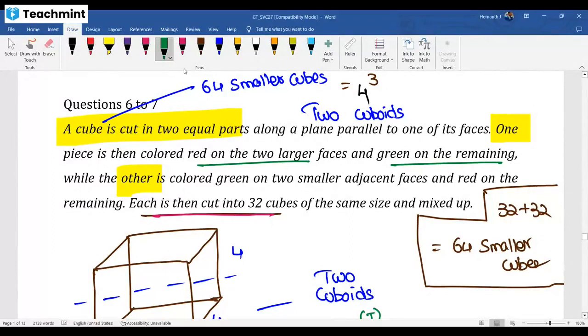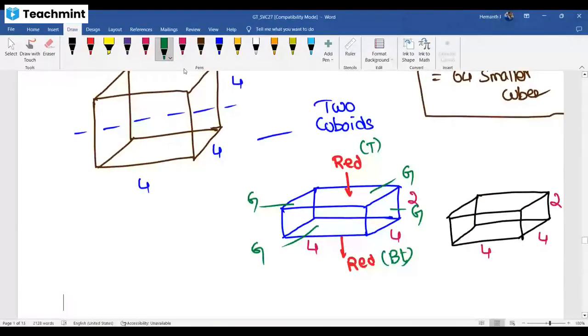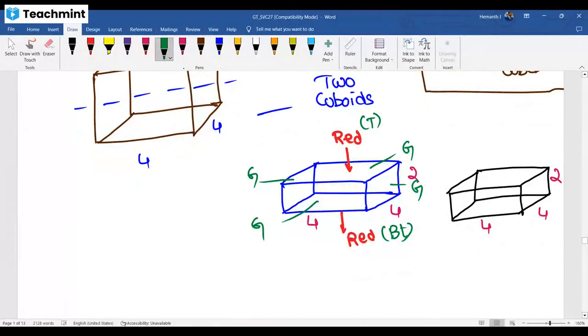Now see, the other one is colored green on two smaller adjacent faces, and red on the remaining. So this is the smaller face, right? Adjacent means you can take left or right, front and left or front and right side. It's your wish. I'm taking front side green, right side green. Remaining all are red. I'm taking red in top, red in bottom.